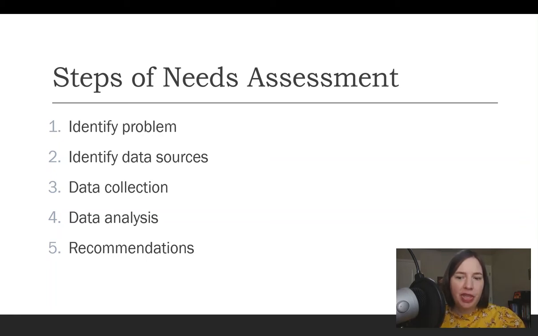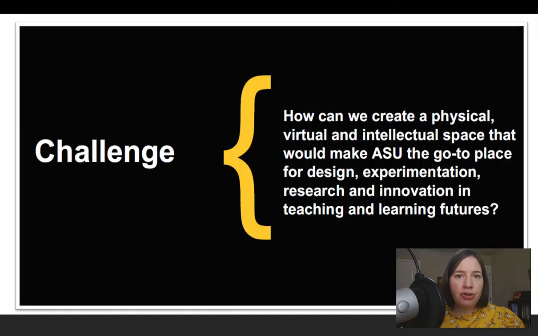So this was from slides that they produced after that first round, after the community stakeholders and other people got together and talked about it. They wrote this: the challenge: how can we create a physical, virtual, and intellectual space that would make ASU the go-to place for design, experimentation, research, and innovation in teaching and learning futures? Okay? So I want you to think about this. Is this a problem? What do you think?